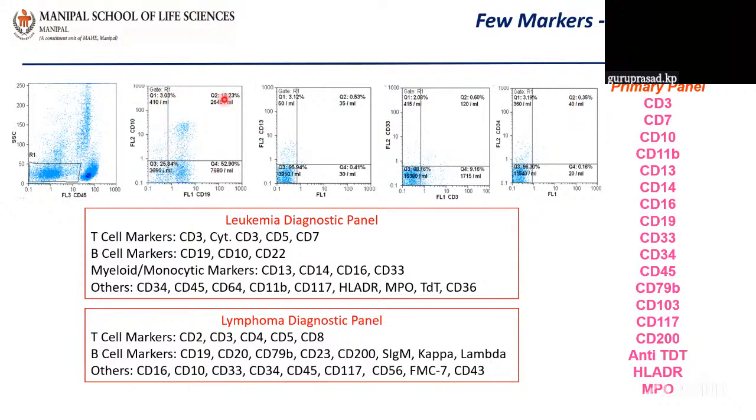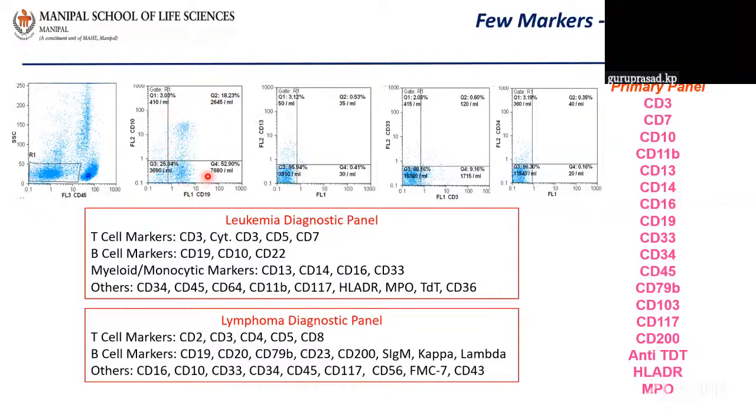When I apply gate 1 here, whatever dots are present within this region are displayed in the second graph. In the second graph, I have CD19 on the x-axis and CD10 on the y-axis. If some or all of these cells express CD19, they will show positive for CD19 here. If they express CD10, they show positivity here. If they are positive for both, the dots will appear here.